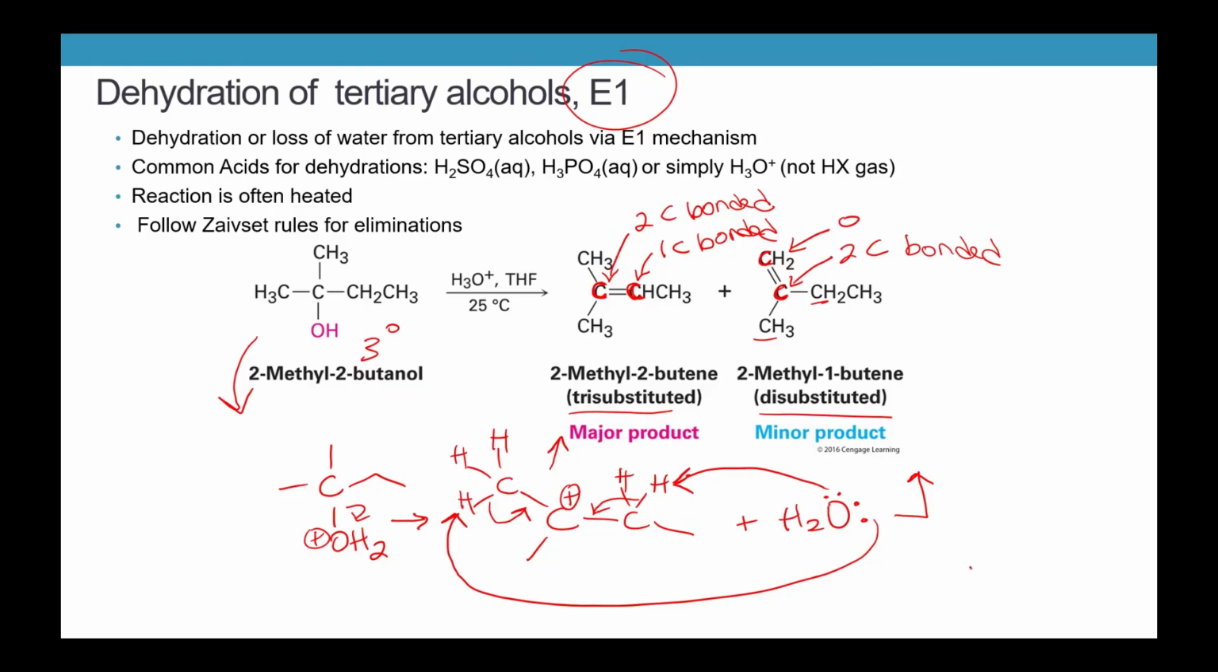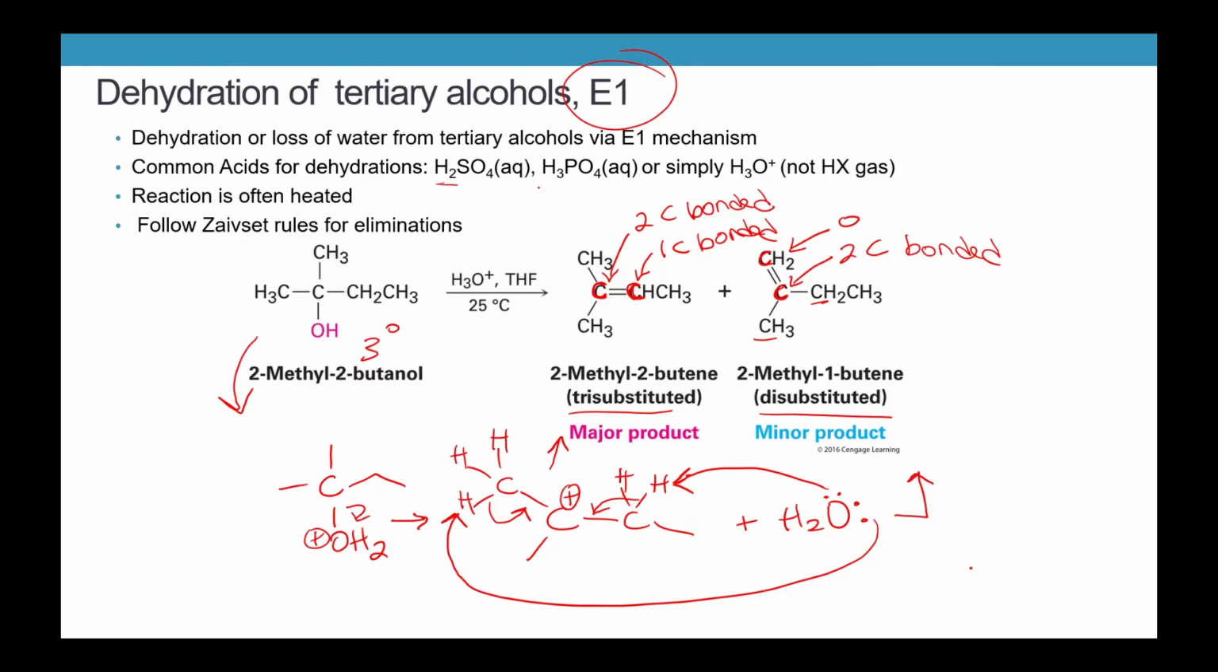So this is the E1 mechanism. Zaitsev's rule for elimination tells us that the major product is the more substituted double bond. It's more stable, so it's preferred by equilibrium. Okay, so they form equally as fast, but the major product is the one that's more stable. The product is more stable, and so that would be the tri-substituted. They go through the same intermediate, right, the same carbocation, so they form at the same rate.